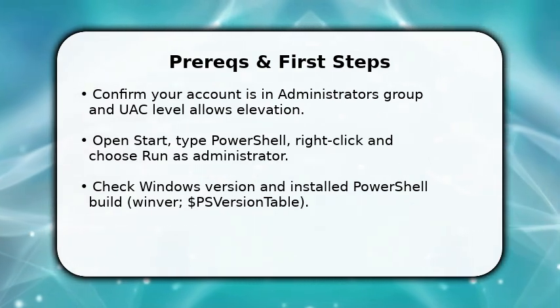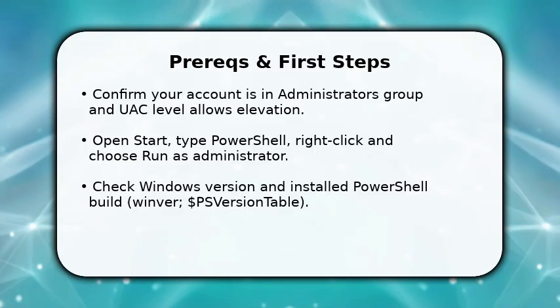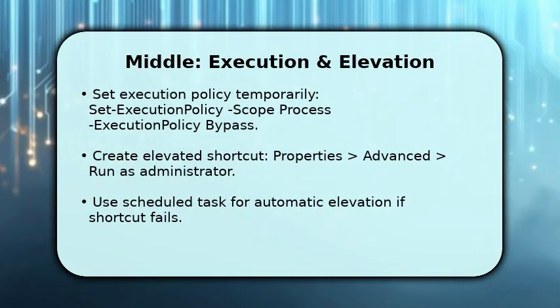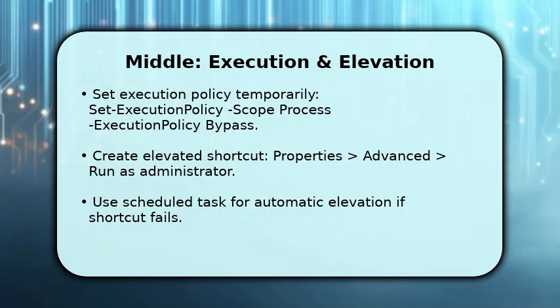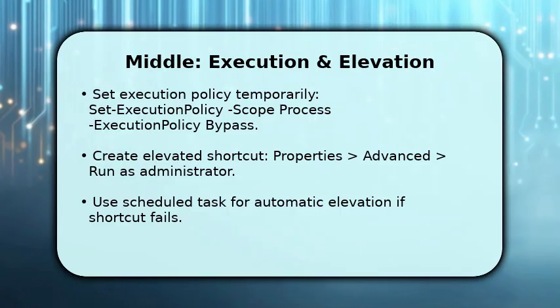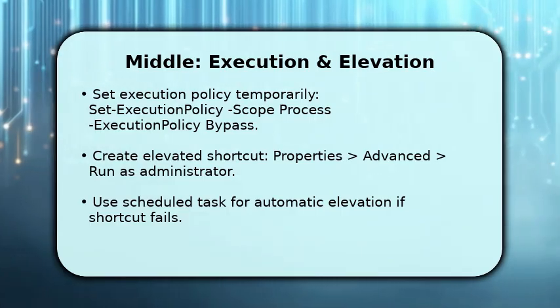Now change how PowerShell accepts scripts and how it launches. To avoid persistent policy changes, run Set-ExecutionPolicy -Scope Process -ExecutionPolicy Bypass for the current session. This explains why a temporary bypass is safer.